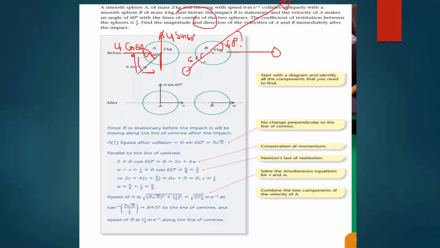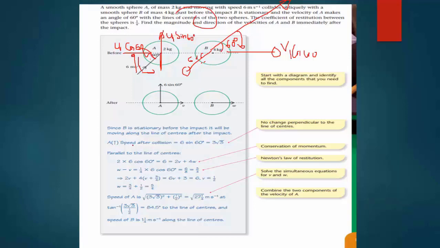Ukiresolve hii, horizontally inakuwa v1 cos 60, vertically inakuwa v1 sin 60. Ndio maana imebaki vile vile, lakini huyu alivyo collide aliendelea kumove horizontally, maana yake hana vertical motion. Kwa after collision iko hivyo. Since B is stationary before the impact, moving along the line of centers after the impact. After the impact, they move along the line of the centers.